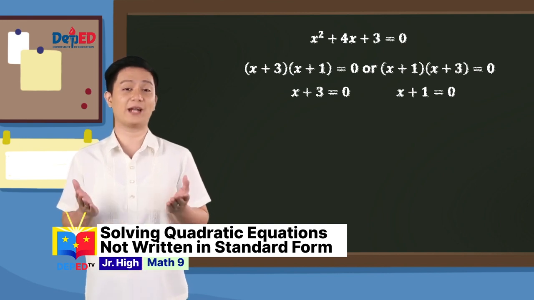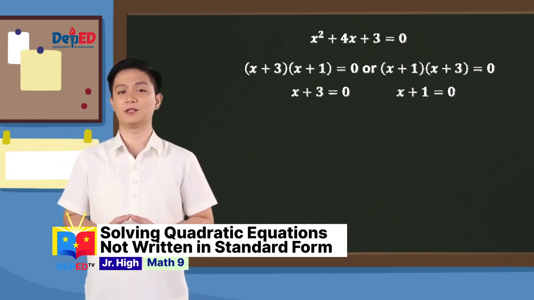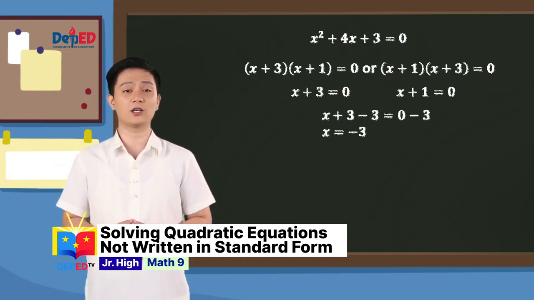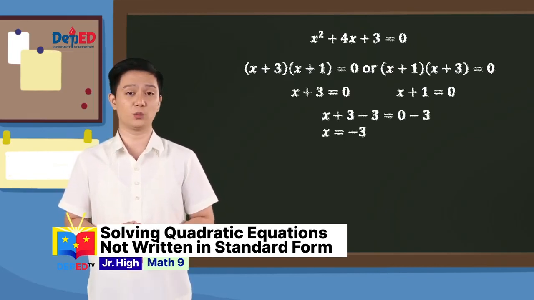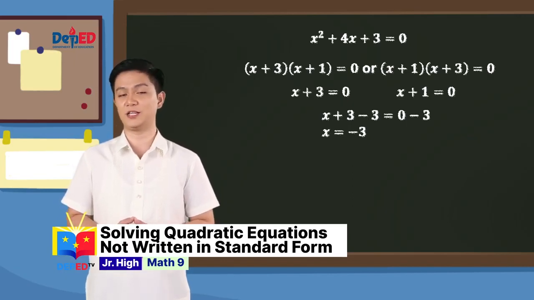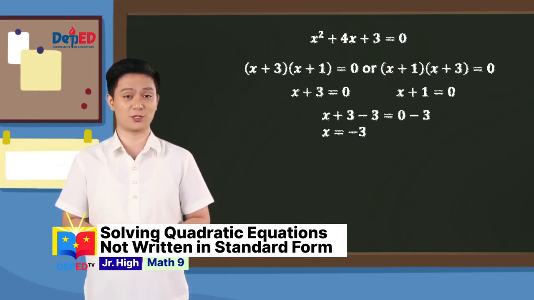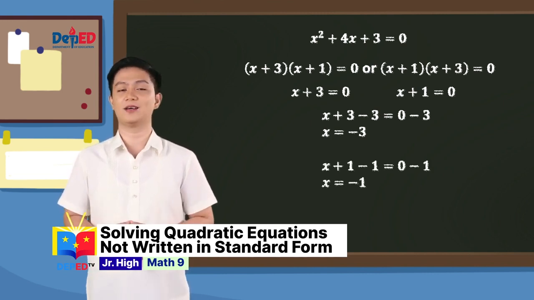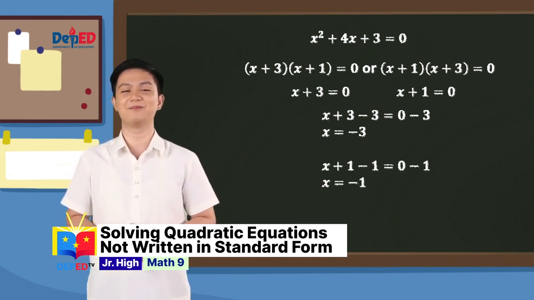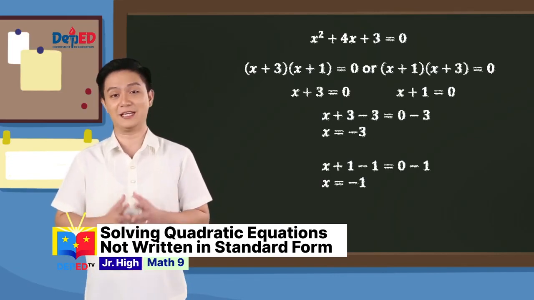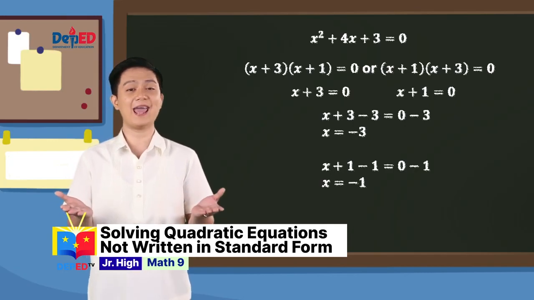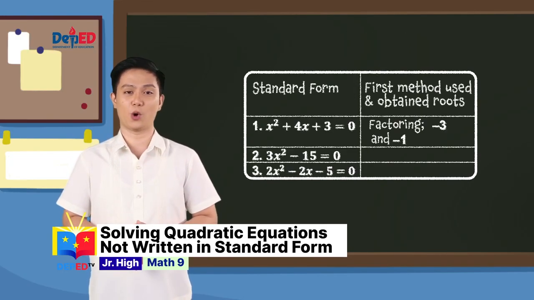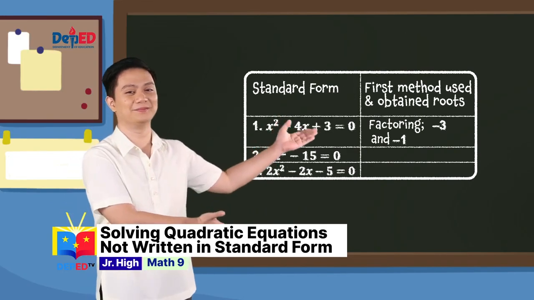Then, we solve for x in each equation. In the equation x plus 3 equals 0, x must be equal to negative 3 after we decrease both sides by 3. In the equation x plus 1 equals 0, x must be equal to negative 1 after we diminish both sides by 1. So, the roots of the equation are negative 3 and negative 1. Let's record this in the table.